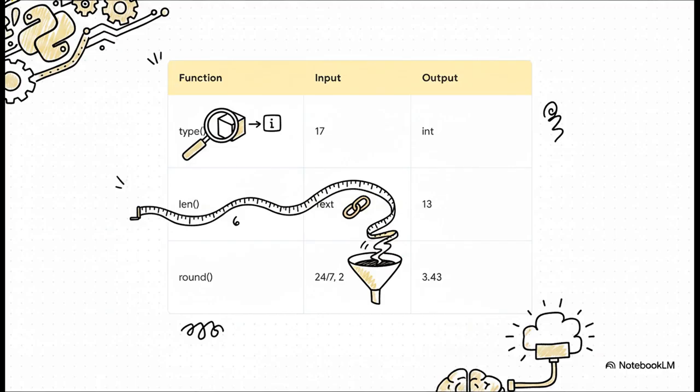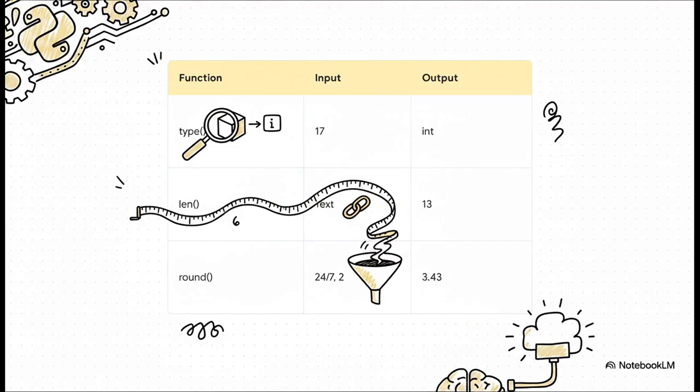If you feed it the number 17, it outputs int, confirming it's an integer. Second is the len function, short for length. If we input the text string I am learning, it outputs 13. A fun detail to remember here is that it counts absolutely everything, even the blank spaces. And finally, the round function. If you give it a messy division, like 24 divided by 7, and ask for 2 decimal places, it cleans it right up and outputs 3.43.